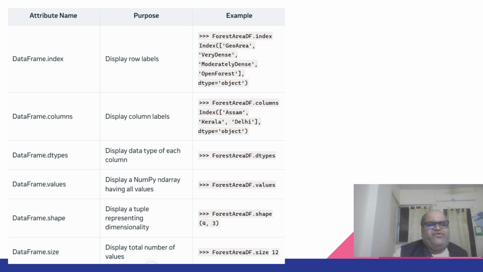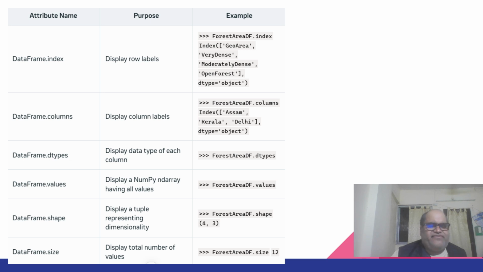So data frame dot index will display your row labels. So what are your row labels here? Geographical area, very dense, moderately dense, open forest, and then the data type as object, right? Then what will your columns be? Your columns will be Assam, Kerala, Delhi, and then you will be printed with your dtype object. Then the third one, where we are looking at dtypes, will show you the individual data types.